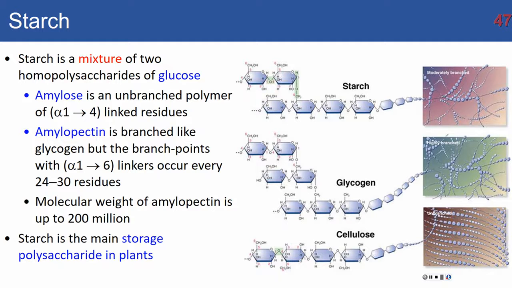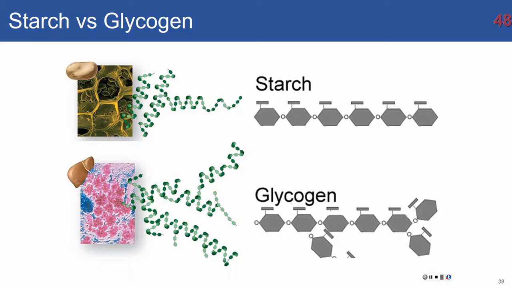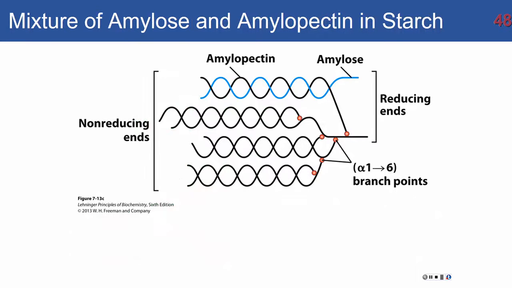And amylopectin, again, is very, very large because of all of its branching, up to 200 million, so it's a huge molecule. Starch is the main storage polysaccharide in plants. So glycogen is the storage polysaccharide in humans and mammals, and it's starch in plants. This is just a quick look at the difference. Here's starch, which looks a lot more orderly, but you do have some of these branch points here. And then you've got glycogen, which is kind of disordered. So starch is amylose and amylopectin. You can see those up here.